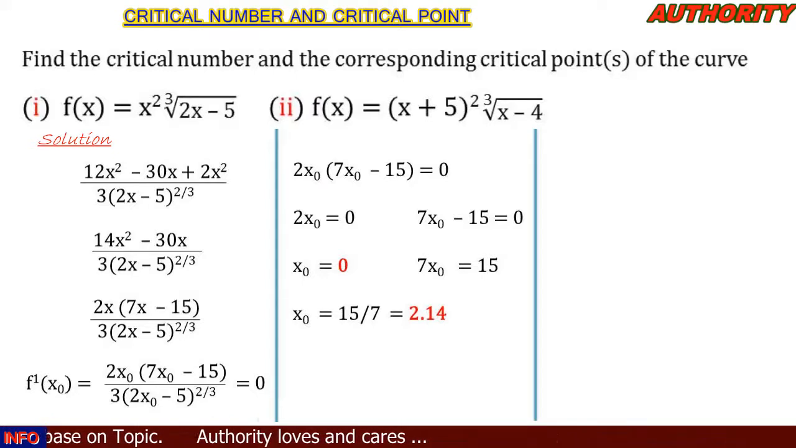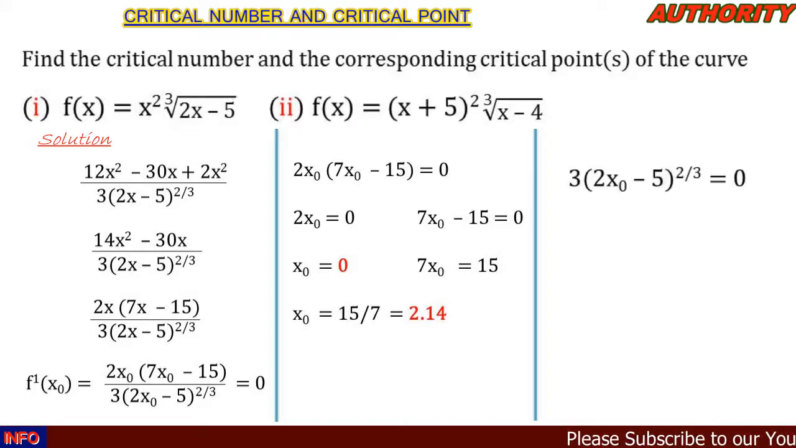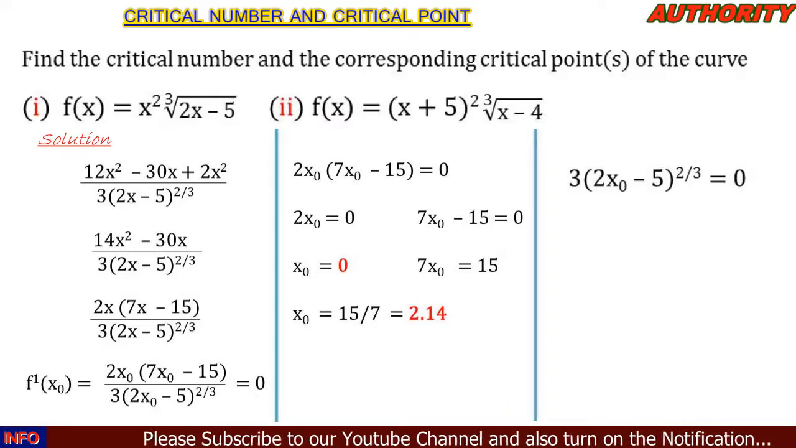All right, so here we have solved this curve and we obtain two critical numbers: x naught equal to 0 and x naught equal to 2.14. This is for the numerator. Now for the denominator we have 3 open bracket 2x naught minus 5 in bracket raised to power 2 all over 3. Here we discover that 3 cannot be equal to 0. Yes, it's not equal to 0.